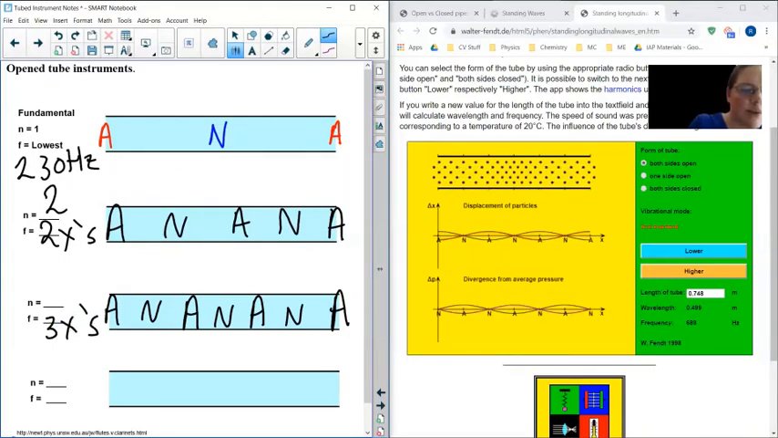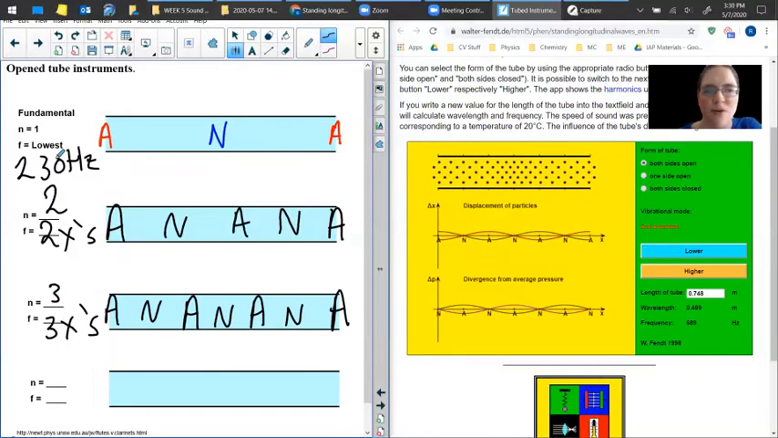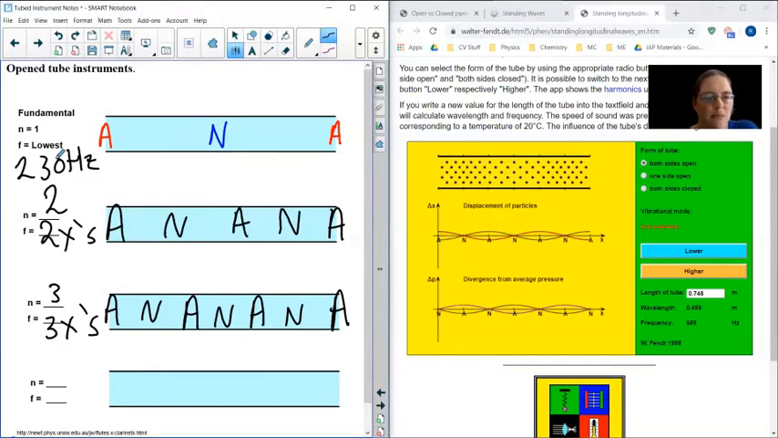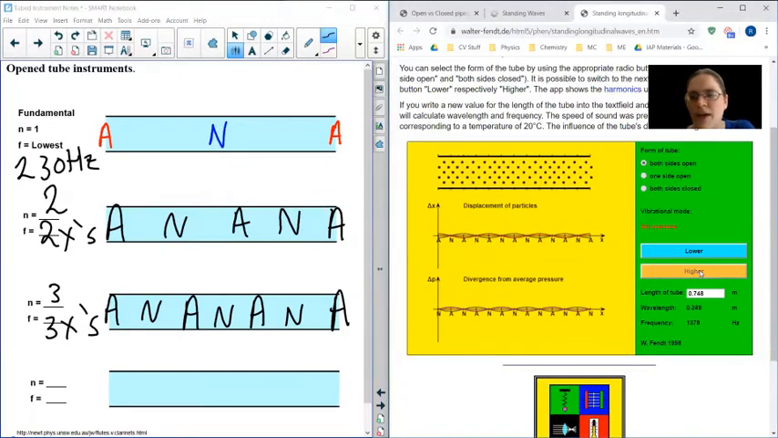They're not coming up exactly 3 times because our fundamental must have been not exactly 230 hertz. It must be some fractional frequency, but you can certainly get a sense that we are seeing the frequency double with the second harmonic and triple with the third harmonic. And let's just go up a couple more. Oh, that's as high as it goes.